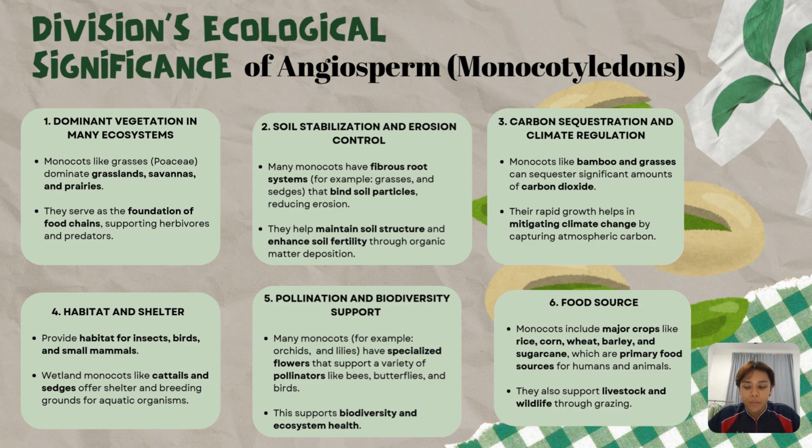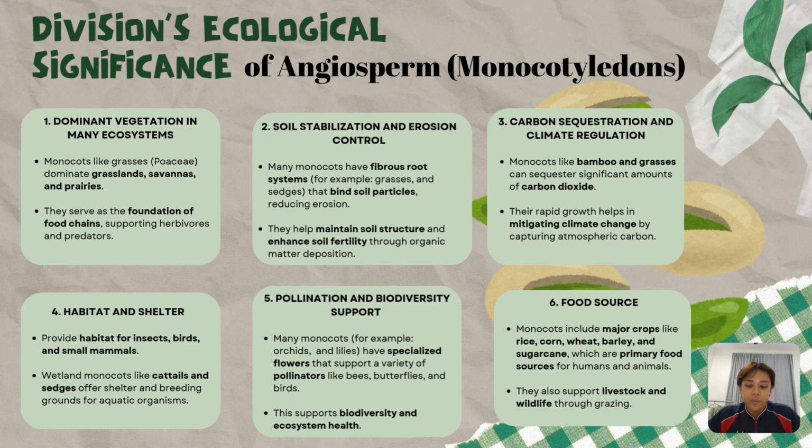Number 4 is habitat and shelter. They provide habitat for insects, birds, and small mammals. Wetland monocots like cattails and sedges offer shelter and breeding grounds for aquatic organisms.